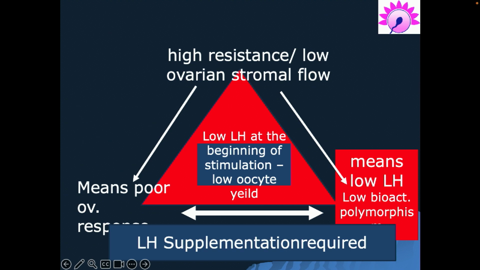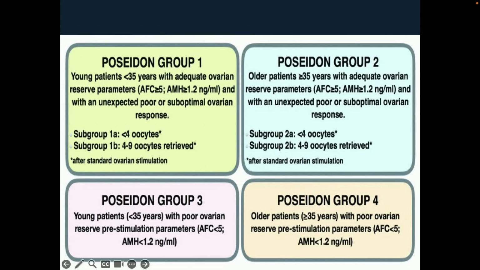But in IVF cycles, the patients who have low LH, you are going to downregulate them, that LH is further going to go down, will almost reach nil levels, and therefore in these patients you need to do an LH supplementation. This is the same as also described in the Poseidon criteria. If you see Poseidon criteria 1 and 2, the patients who have low reserve but still respond poorly, these are the patients who require LH stimulation.